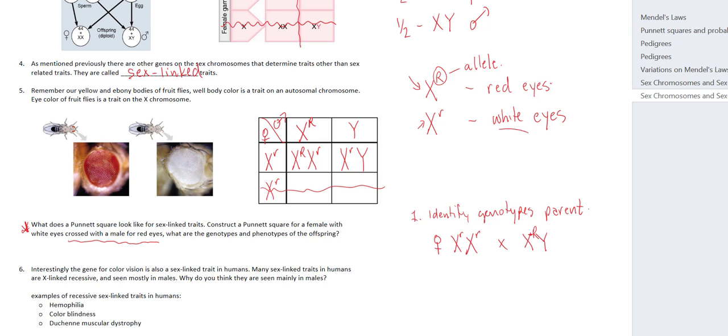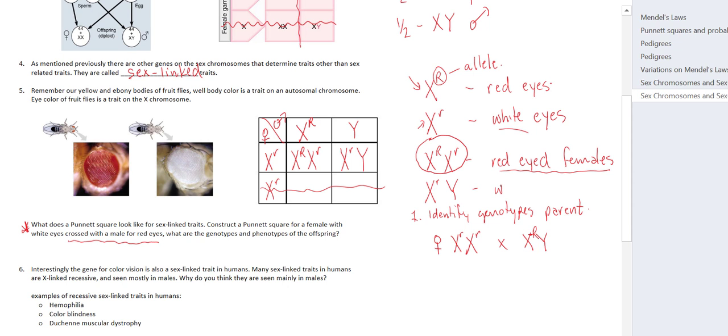So our answer here, I'll just change colors. We would have a genotype of big X big R, big X little r, which would be red-eyed females. Okay, so what we've got here is genotype followed by phenotype. And the other genotype, big X little r, Y, which would give us white-eyed males. All right. That's a very simple problem, just sort of showing you the notation to use.